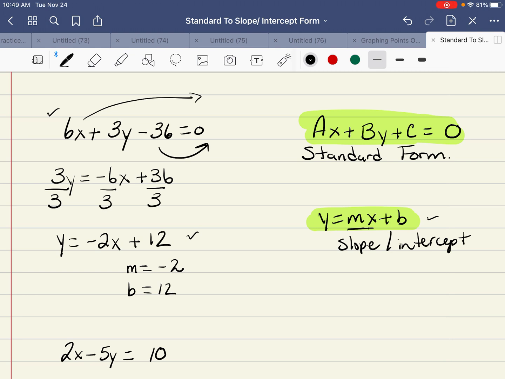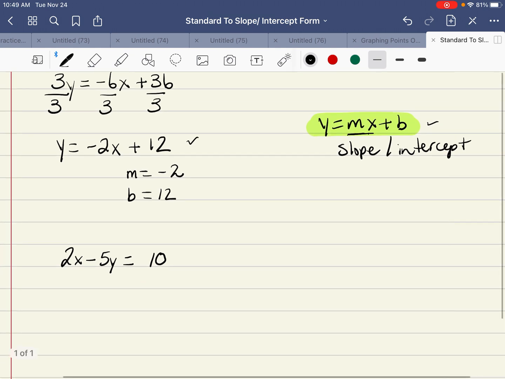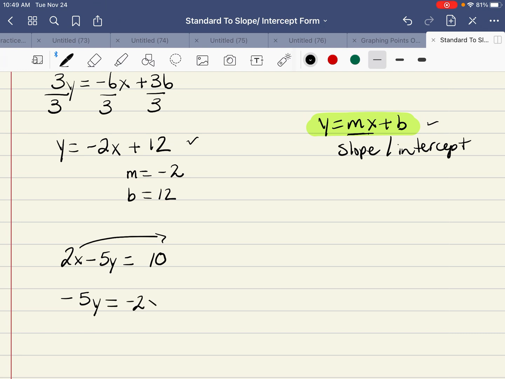So when you're going from standard to slope-intercept form, think of it as a balancing for the y and isolating it. So this one here, they've already got the 10 over on the right side. So I'm going to balance the positive 2x. Now I want to be careful because that's minus 5y. I'm going to slide the 10 over. It's still going to be positive 10. I want to balance the minus 2x right after the equal sign to keep my form.